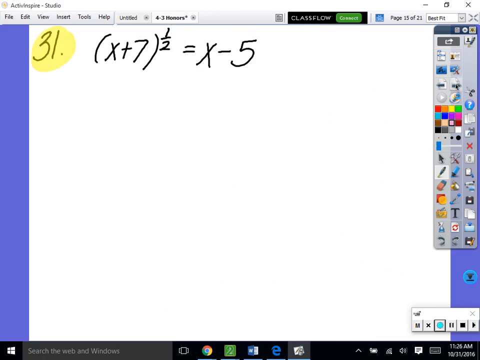Okay, so algebra-wise, number 31, how would I do this? What would you do to solve it? What would be your first step? Square both sides. Way to go, this group. This is technically the square root, correct? And we've got to isolate our radical, so it's isolated. So we square both sides of the equation. So go ahead and finish that one up.